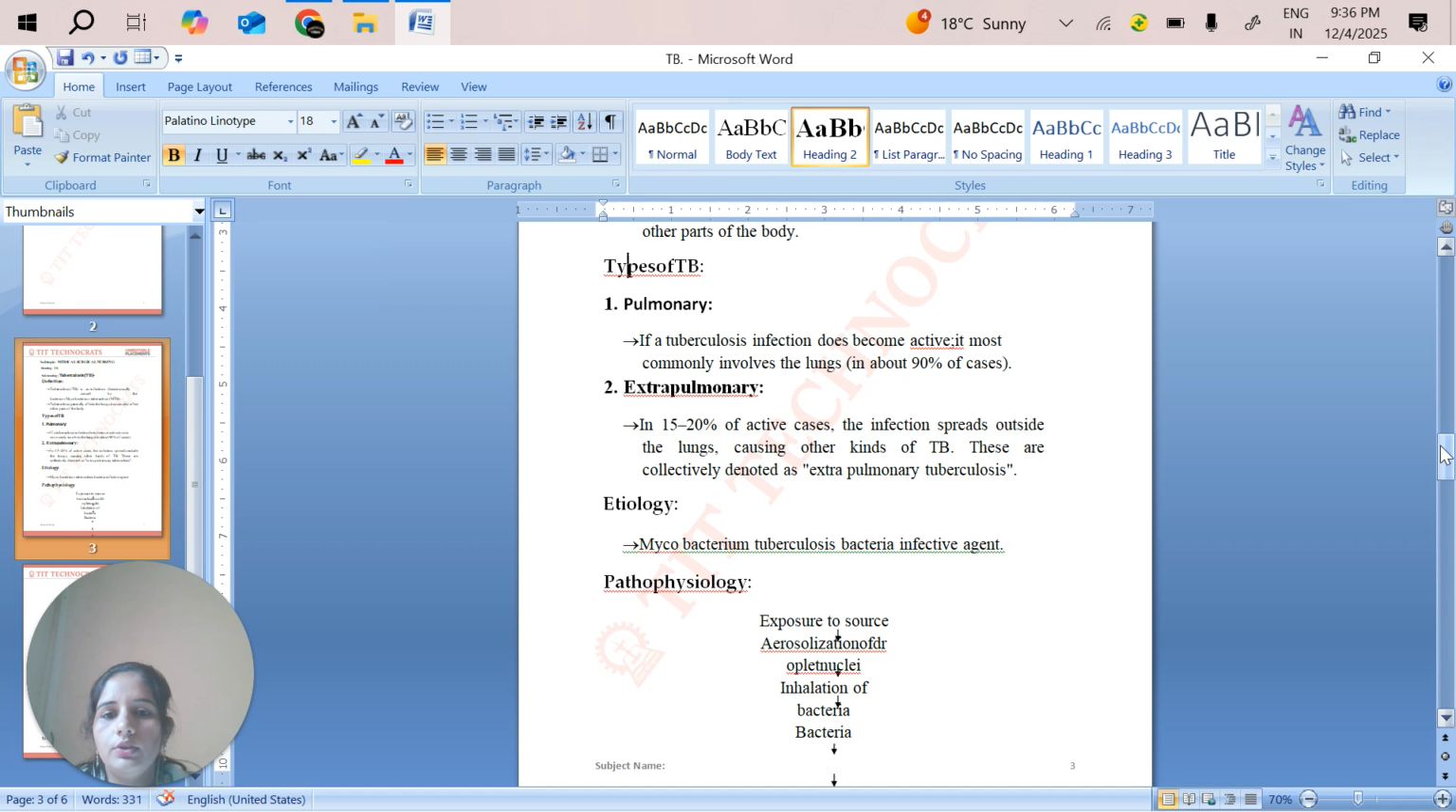Next one, etiology. How does TB occur in human beings? First one, Mycobacterium tuberculosis bacteria are the infectious agent. These agents spread in the body and cause tuberculosis.